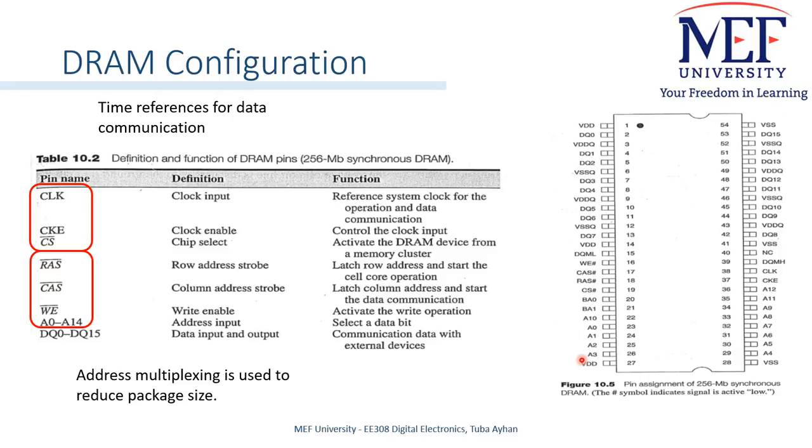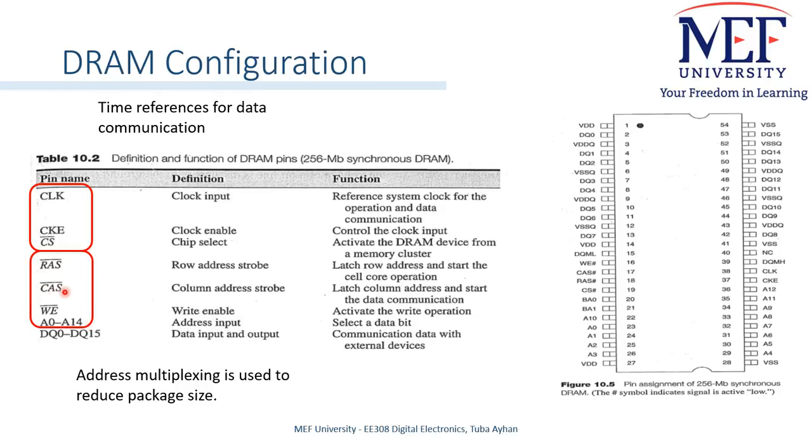Except for the address inputs and data inputs, we have some important control signals. First, we have the time references for data communication: clock, clock enable, and chip select. And second, we have address multiplexing signals: row address strobe, column address strobe, and write enable, as well as the address input.